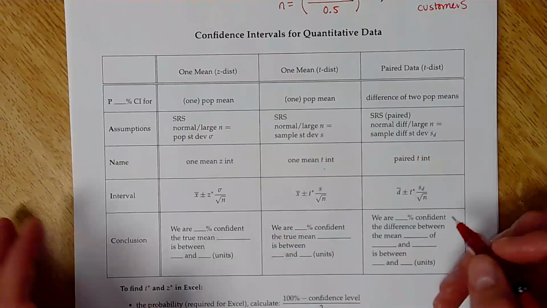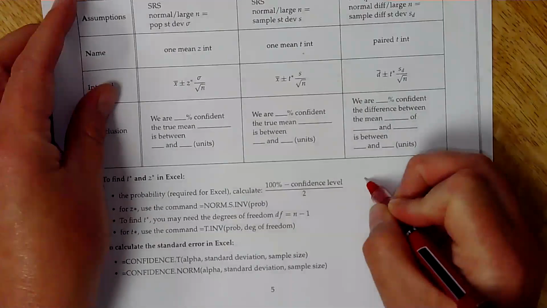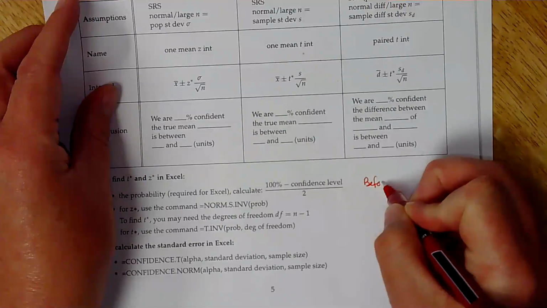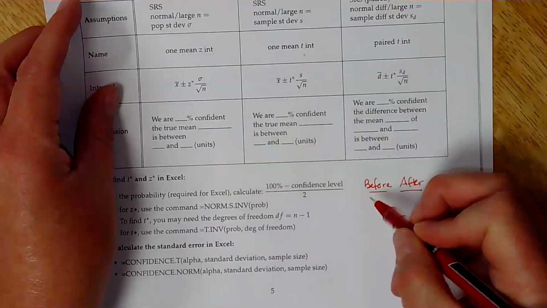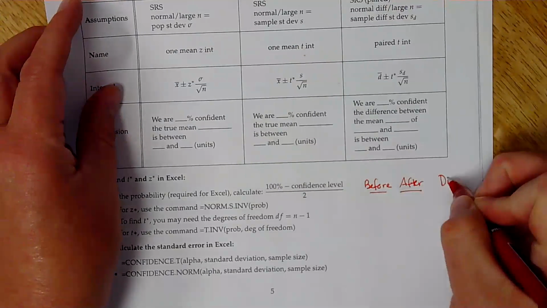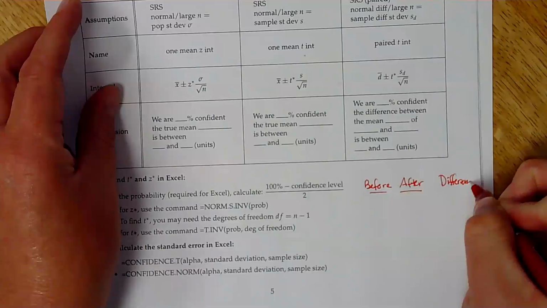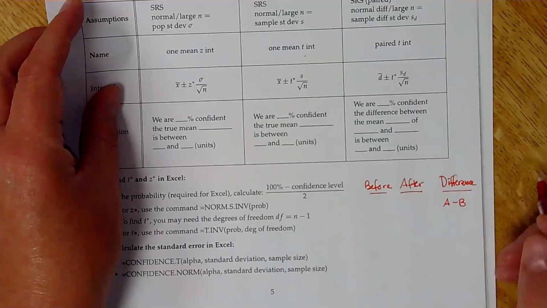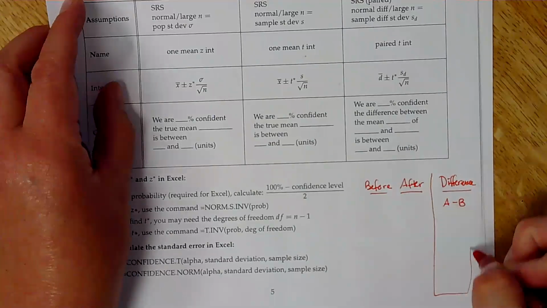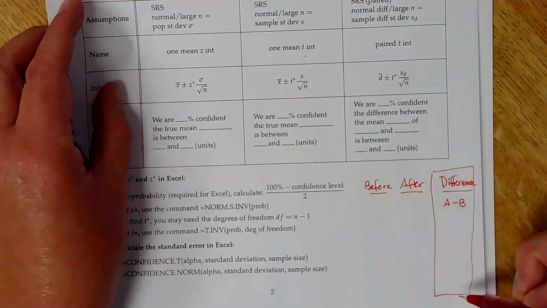So maybe you have a column that is a before and an after. And what you're going to do is you're going to subtract these two columns. So you'll have a third column you'll call the difference. And so you'll subtract them like A minus B. And what you're going to focus on is using this differences column.